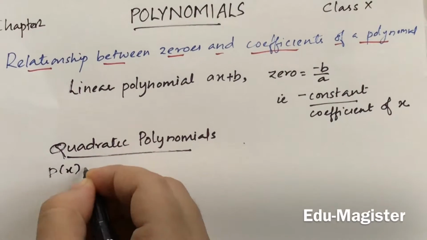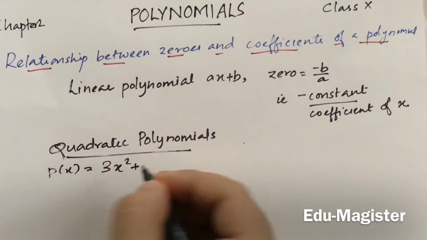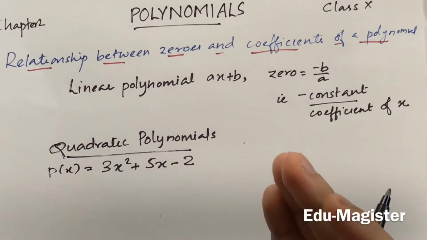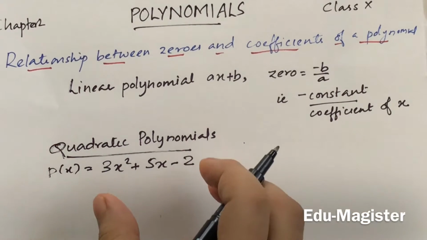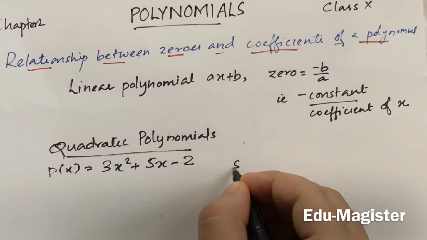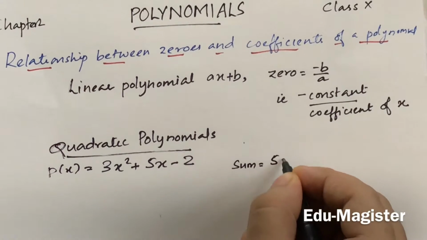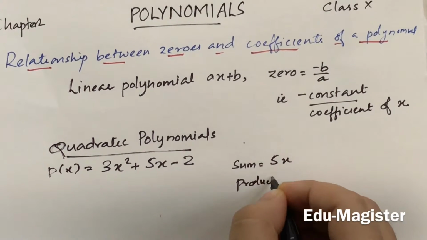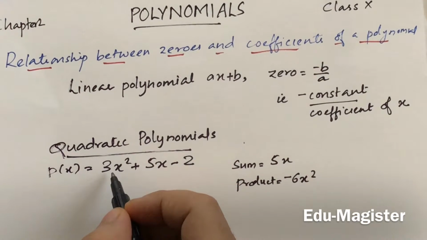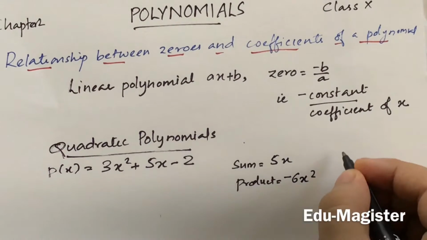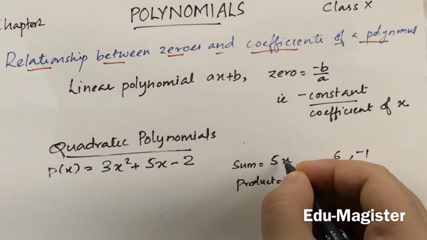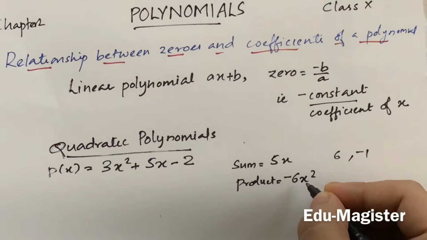P of x is equal to 3x square plus 5x minus 2. Now, how do we factorize this? So let's factorize this by the splitting the middle term method. For that, you have to find two numbers such that the sum of the two numbers is 5x and the product is minus 6x square. How minus 6? Minus 2 into 3. Now, what are those two numbers? 6 and minus 1. How? 6 plus minus 1 is 5 and 6 into minus 1 is minus 6.